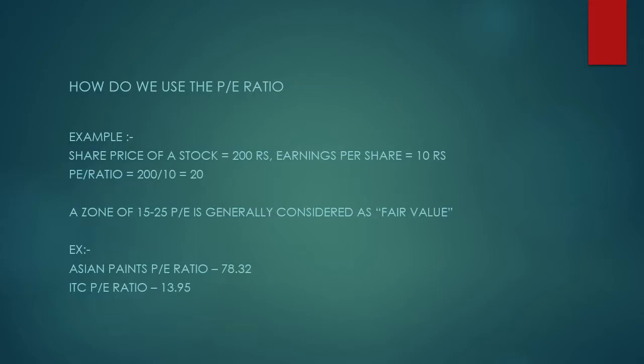The general known factor is that a PE ratio between 15 to 25 is what is considered as a fair value zone. However, this would differ from industry to industry. An example given here is Asian Paints' current PE ratio somewhere around 78.32 and ITC's current PE ratio is about 13.95. We'll come back to these two examples in the later segments.